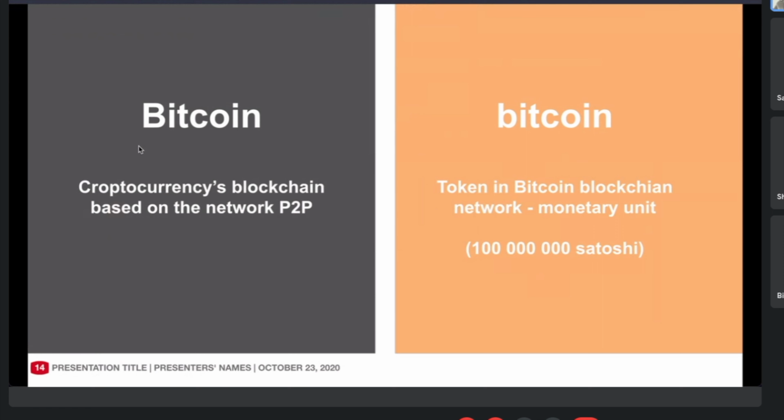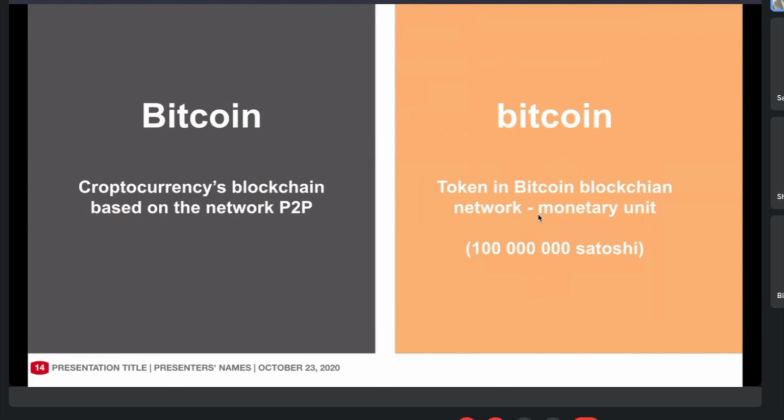And when we are going closer to Bitcoin, let's explain the difference between Bitcoin with a capital letter and bitcoin with a lowercase letter. Bitcoin with a capital letter is a cryptocurrency's blockchain based on a peer-to-peer network. Bitcoin with a small letter is a token in the Bitcoin network, the monetary unit. One bitcoin divides into smaller pieces that are called Satoshi.